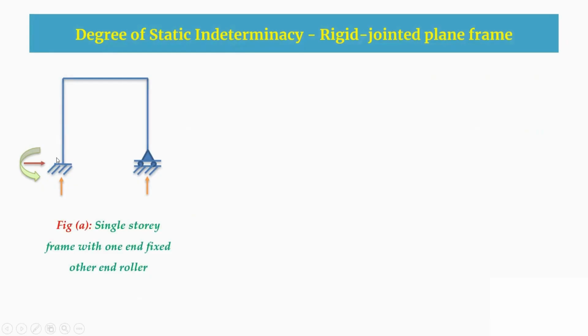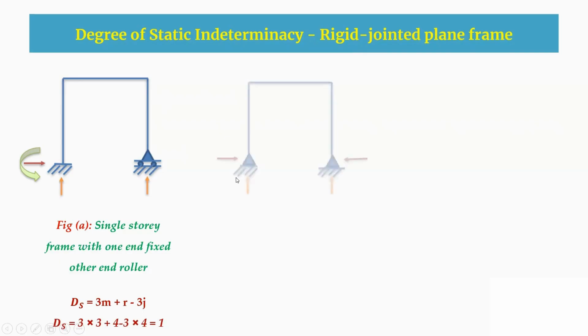For this degree of static indeterminacy, we take an example of a single story frame first. Here we can have one end as fixed and another end as a roller. So here Ds is 3m plus R minus 3J. The members here are 3, reaction components here are 4, and joints here are 4. So in total, the degree of static indeterminacy is 1.